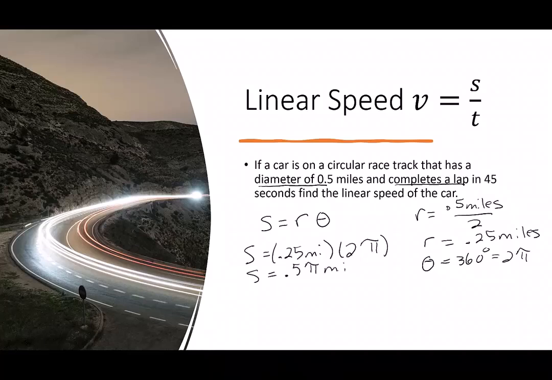Now that we know S, we're ready to calculate V. V is going to be equal to S, which is 0.5 pi miles, divided by the time, which was 45 seconds. Putting that in the calculator, I get 0.035, and this is miles per second. As you're doing the homework, make sure you're paying attention to what they ask for the units in the answer. Sometimes it might ask for miles per second, sometimes it might ask for miles per minute, or miles per hour, so make sure your units match the units they ask for in the homework.